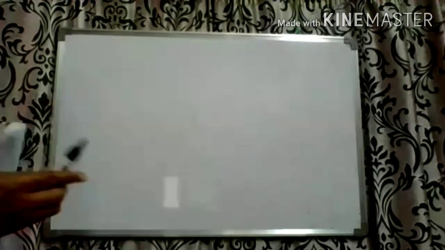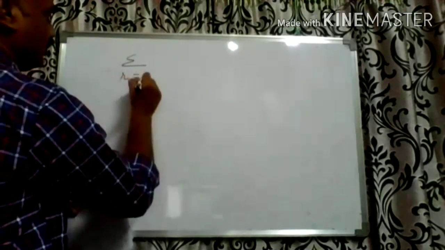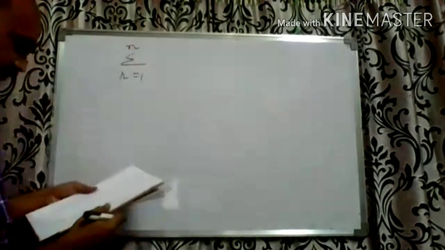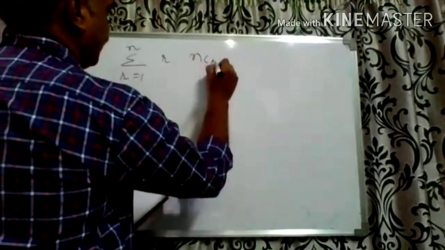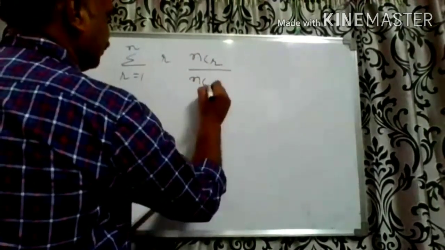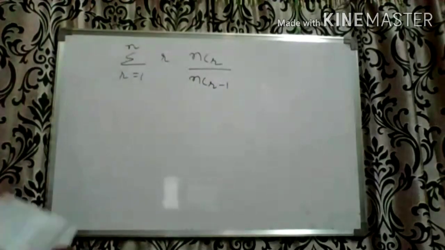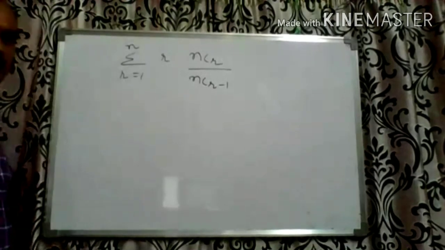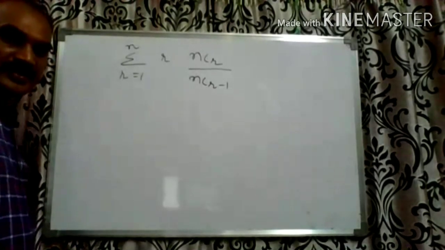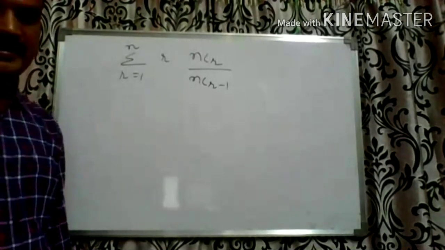Next problem. Sigma R is equal to 1 to N, R into NCR by NCR minus 1 is equal to.